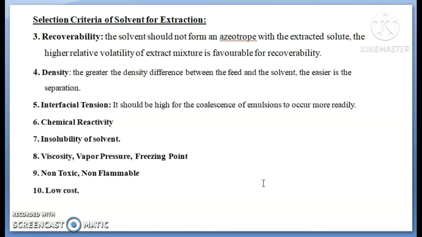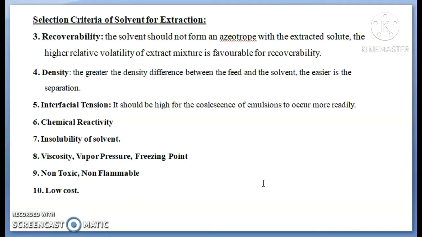Interfacial tension is one of the selection criteria, which should be high for the coalescence of emulsions to occur more readily. Then chemical reactivity: the solvent should be non-reactive because we have the physical separation only. The solvent should be insoluble with the feed solvent. Then the properties such as the viscosity, vapor pressure and freezing point, the values should be low. Low viscosity is always favorable for the easy separation, and the low vapor pressure is always desirable.